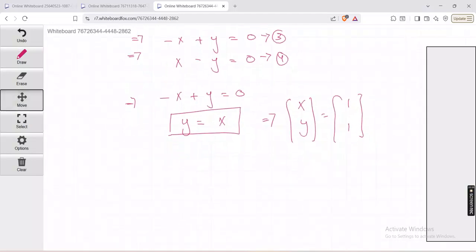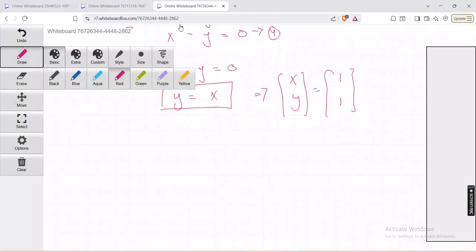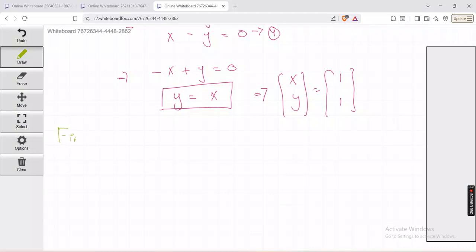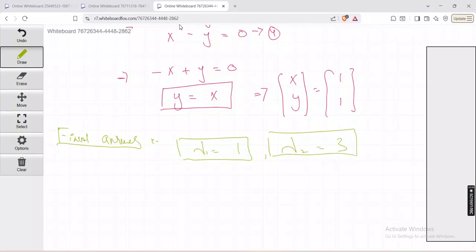So what you can write, your final answer: your lambda is 1, your another eigenvalue is 3, your eigenvector for x is equal to minus 1 into 1, and your eigenvector for y is equal to 1 into 1. So this is your answer.